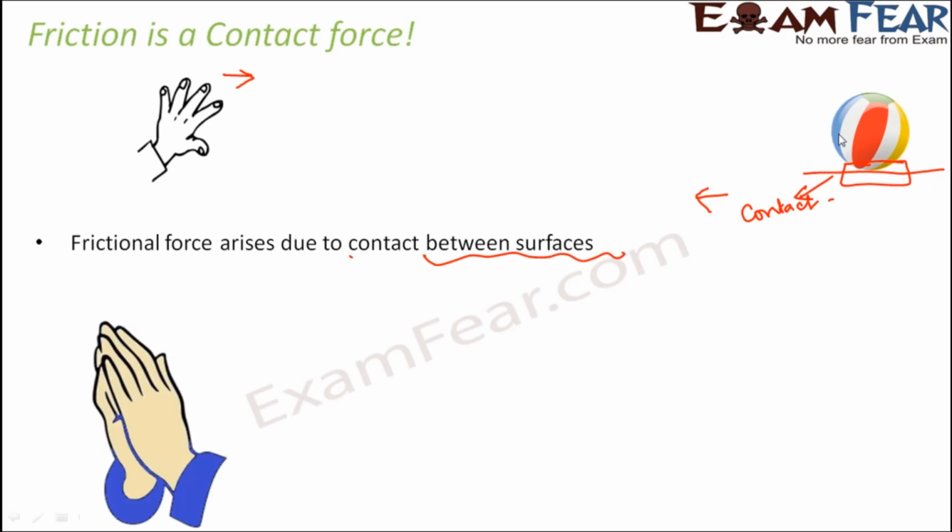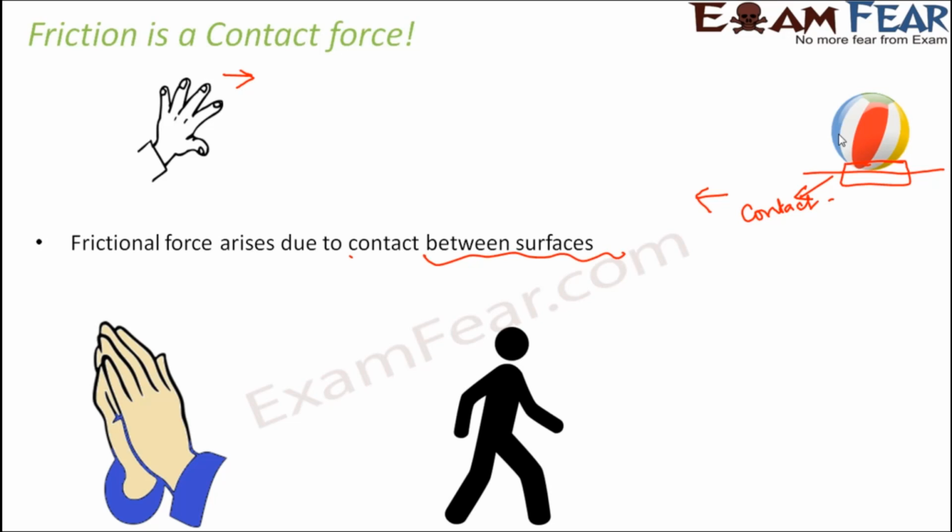Now you can think of other examples. For example, if you rub your hands together, what happens? When you rub your hands together, it is due to friction that heat gets generated. In this case also, both the objects, that is both your palms, are in contact with each other.